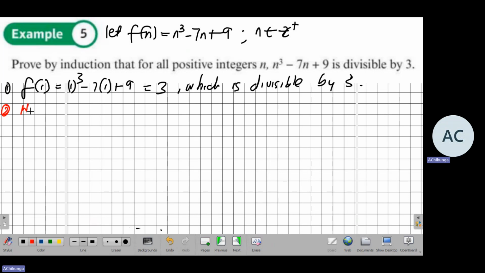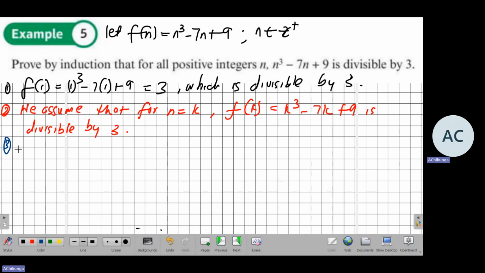So we assume that for n is equal to k, f of k, which is equal to k cubed minus 7k plus 9, is divisible by 3. So this is our trump card. This is our trump card, number 2, statement number 2. Then we move on to statement number 3.